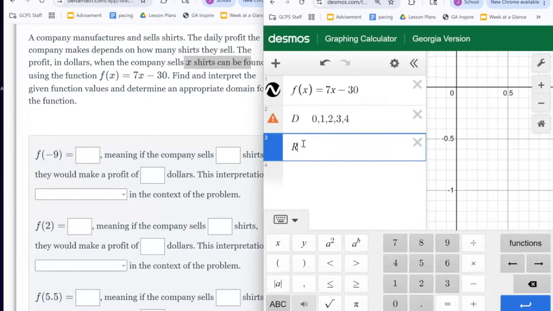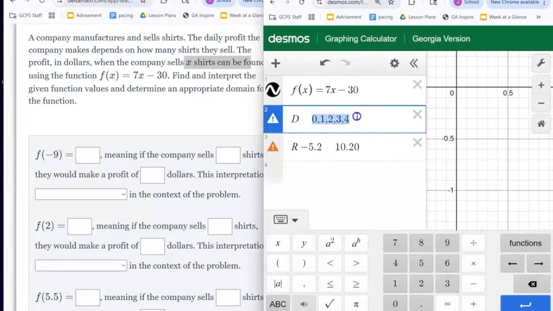And then on my range, which is my y value, I can have negative numbers. So I can have negative and I can have decimals. So this one, I'm just going to write this as a note. I can have negative 5.2 and then I can go all the way up to $10.20. So this one, I can have negative infinity to positive infinity. But for domain, because I'm only talking about shirts, I can have 0, 1, 2, 3.